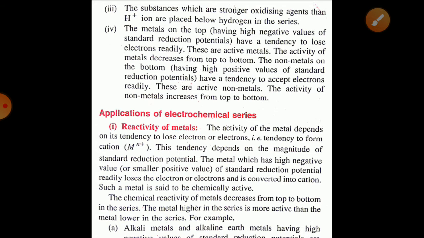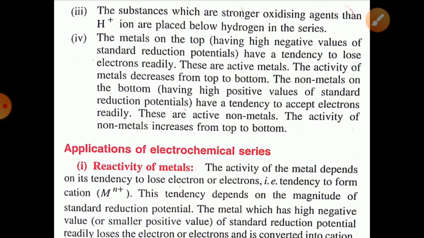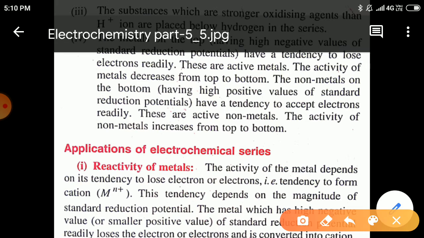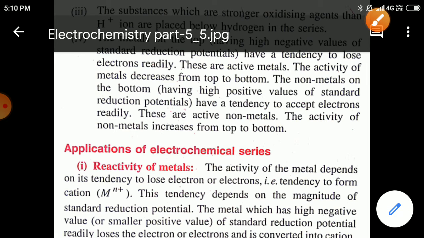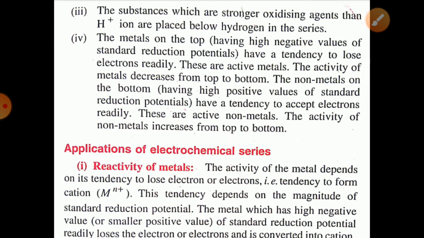Now the next characteristic feature is that the substances which are stronger oxidizing agents than hydrogen are placed below hydrogen in the series. Next point is that the metals on top of the activity series have a negative value of standard reduction potential and have the tendency to lose electrons.